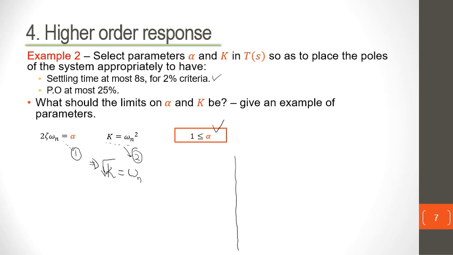Having done that, let's now focus our attention on the issue of the peak overshoot. We are told that the peak overshoot must be at most 25%, which means the peak overshoot can never go beyond 25%.